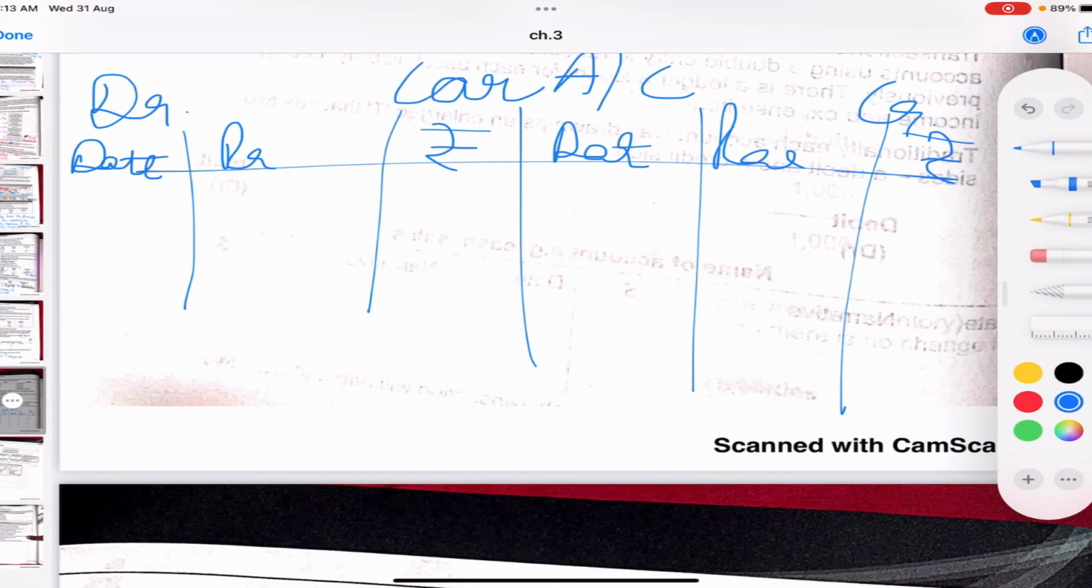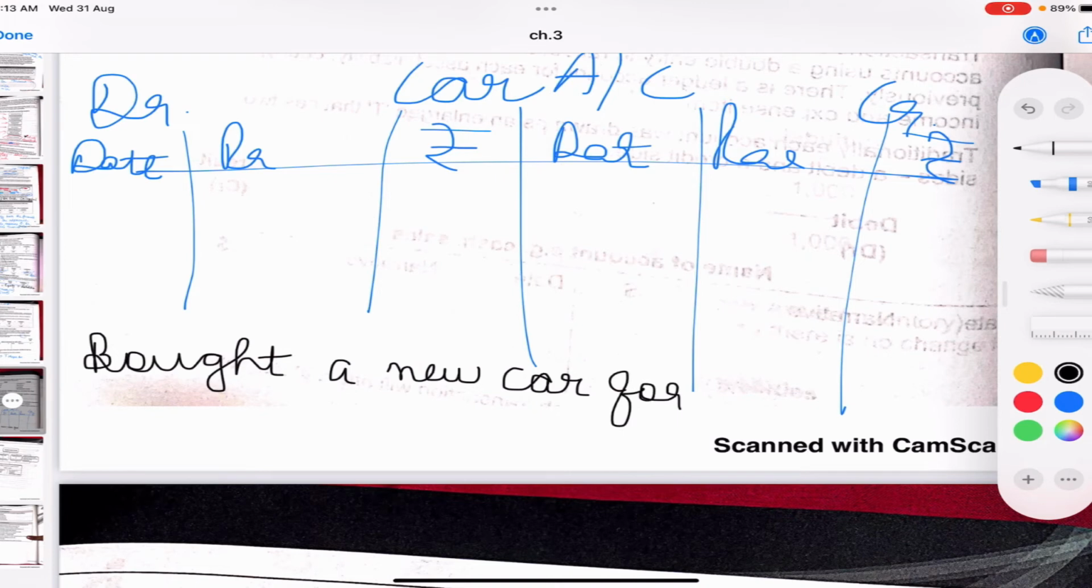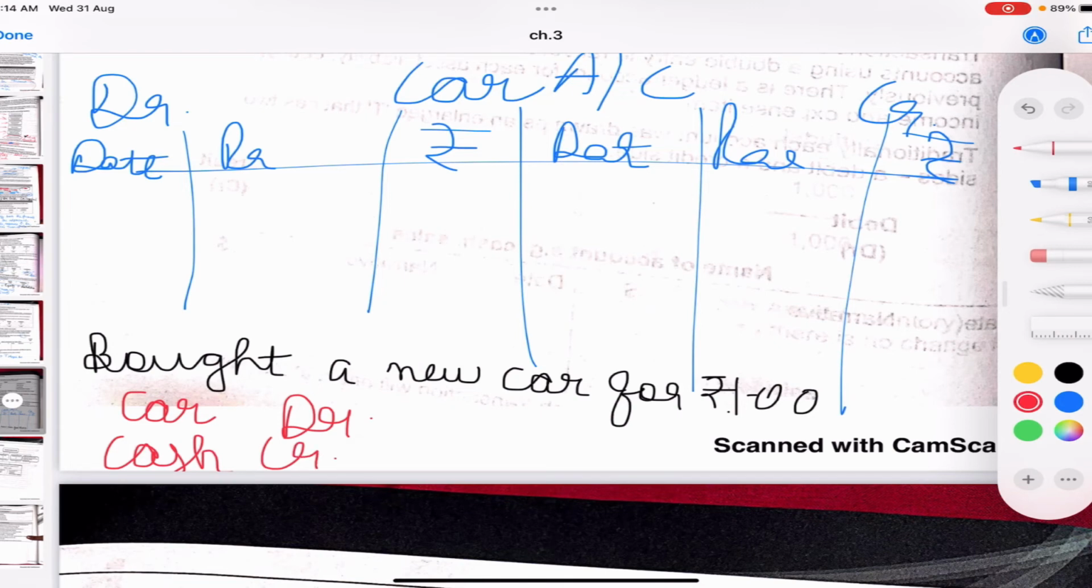So now I'll give you an example. If my question says that you bought a new car for 100 rupees, what will be the journal entry of this? Cash goes out, which means cash is getting credited. An asset goes out, which means it's getting credited. And an asset comes in, the car comes in, so it gets debited. I hope you're familiar with the rules now. I'm not going to explain it. So car account debit to cash account credit, right? This is the journal entry.